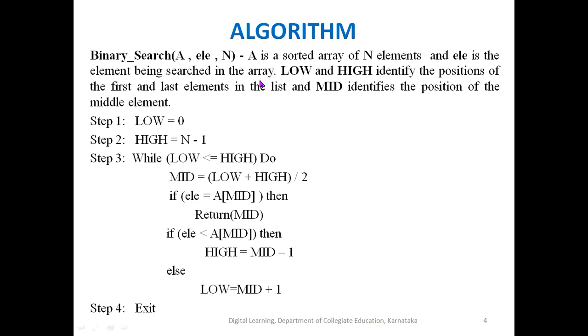Step 1: low is equal to 0. Step 2: high is equal to n minus 1. Step 3: while low is less than or equal to high, do mid is equal to (low plus high) divided by 2. If element is equal to A of mid, then return mid. Otherwise, if element is less than A of mid, then high is equal to mid minus 1, else low is equal to mid plus 1. Step 4: exit.